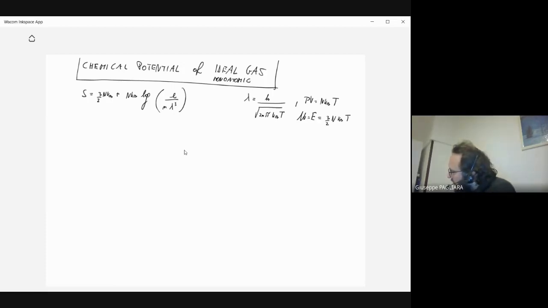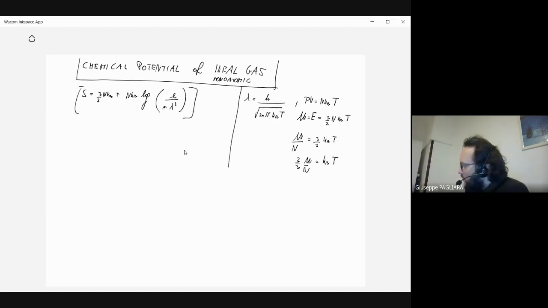And if you want, here you can also compute the ratio between U and N. The ratio between U and N is equal to 3/2 k_B T, from which 2/3 U divided by N is equal to k_B T. The reason for which I'm doing this will be clear in a moment. Okay. Now this is the entropy, and here we have some relations that I need to use in a moment.